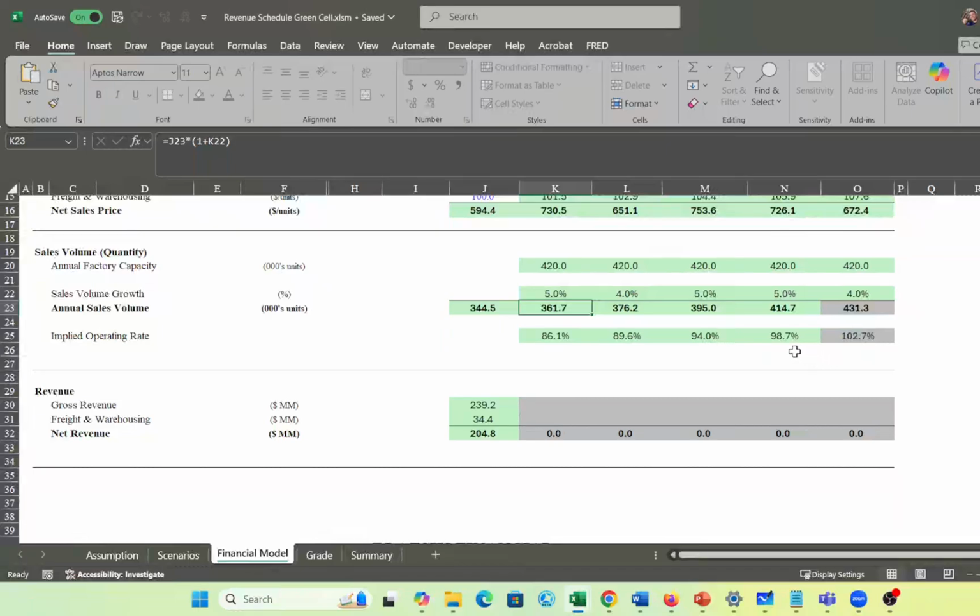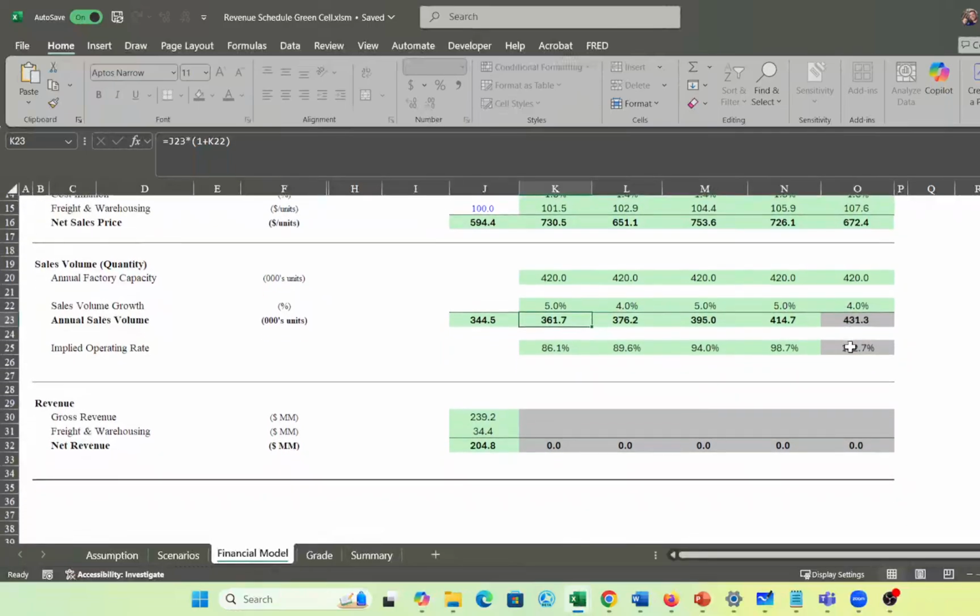Well, if you look at it, what is the implied operating rate for that final year, 2026? Well, it's 102.7. I can't produce 102.7 because my maximum is 420. So I can't be at 102.7% of what I could do. So I produce 431.3. I only could produce 420. So I'm, what is that, 11.3 million above what my factory can produce. So we have to go back, and I said that was going to be incorrect. I got to go back here and do something.